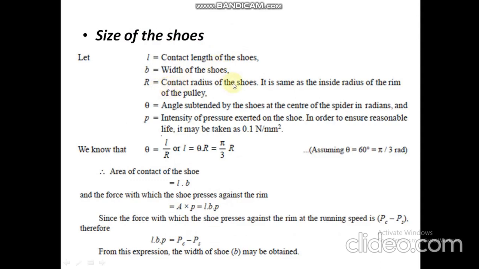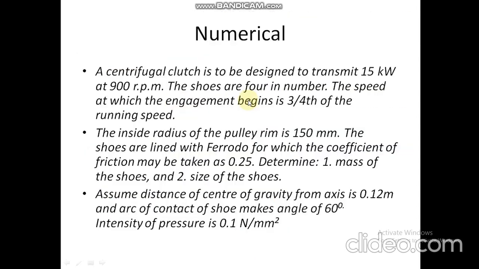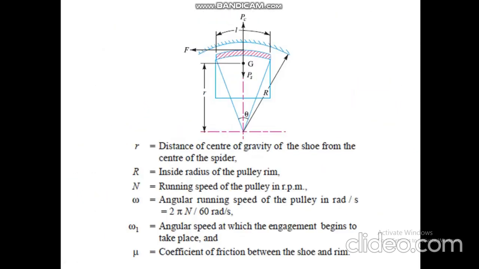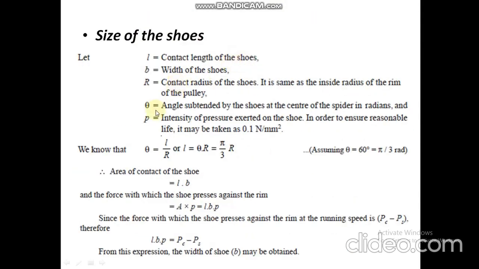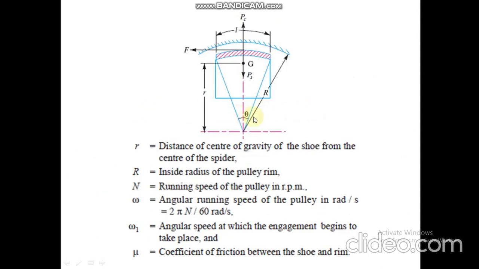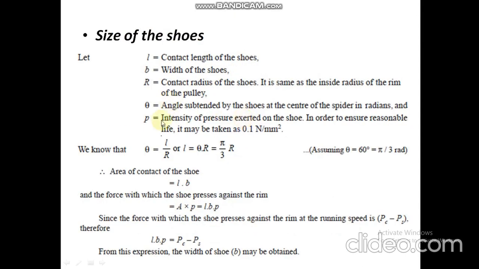B is the width of the shoe. R is the contact radius of the shoe. It is same as the inside radius of the rim. This radius R, capital R, will be the contact radius, or we can say the radius of the pulley. Theta is the angle subtended by the shoe at the center, and generally theta is taken as 60 degree, or pi by 3 radian. P is the pressure, which is generally taken as 0.1 Newton per mm square.